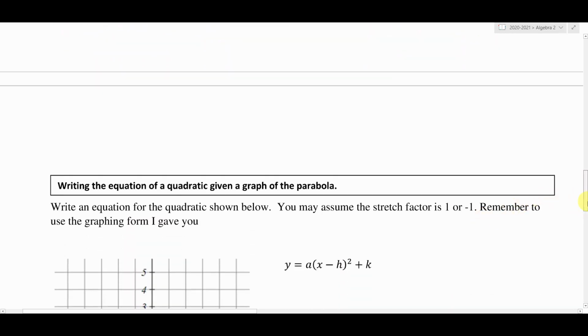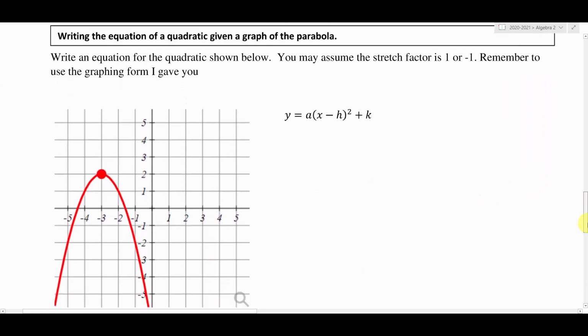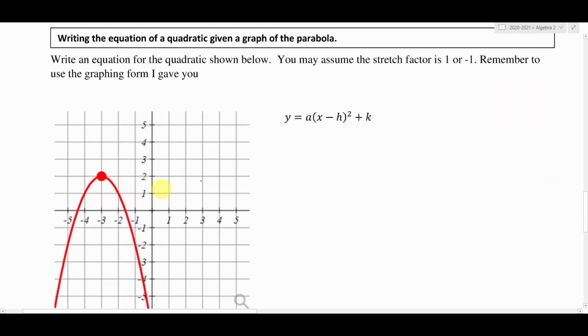All right, in these following 2 problems, we did one of these yesterday, and this is where we go from the graph to an equation just by looking at the graph. No solving, no anything like that, just using the transformations that we see in the graph to write an equation.